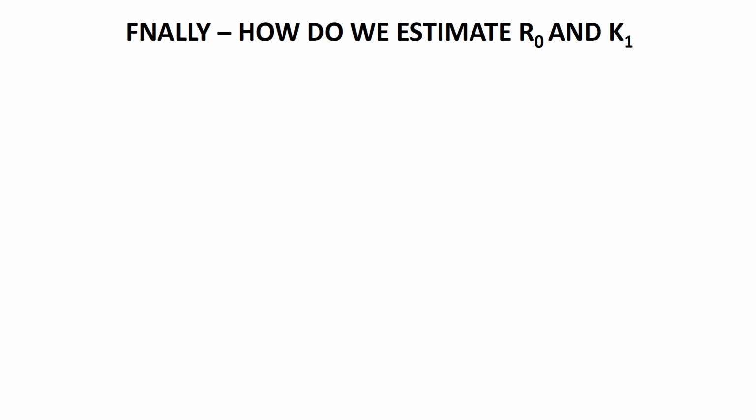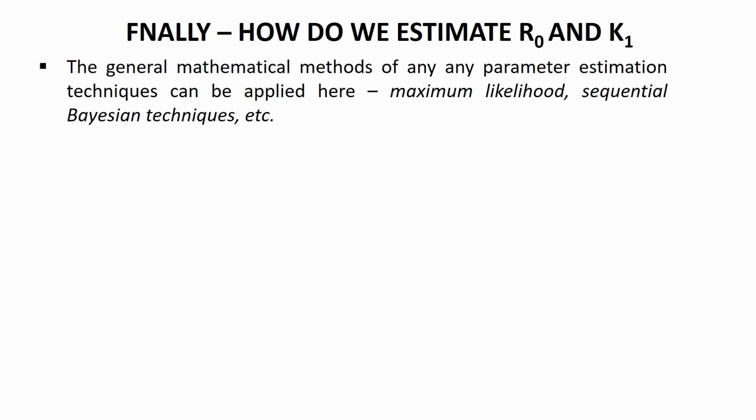So how do we estimate R0 and K1? We said why we need to estimate. How do we do it? So in terms of just general theory of estimation of any unknown parameter, we can use many of the mathematical techniques that already exist: maximum likelihood, sequential Bayesian techniques, etc.